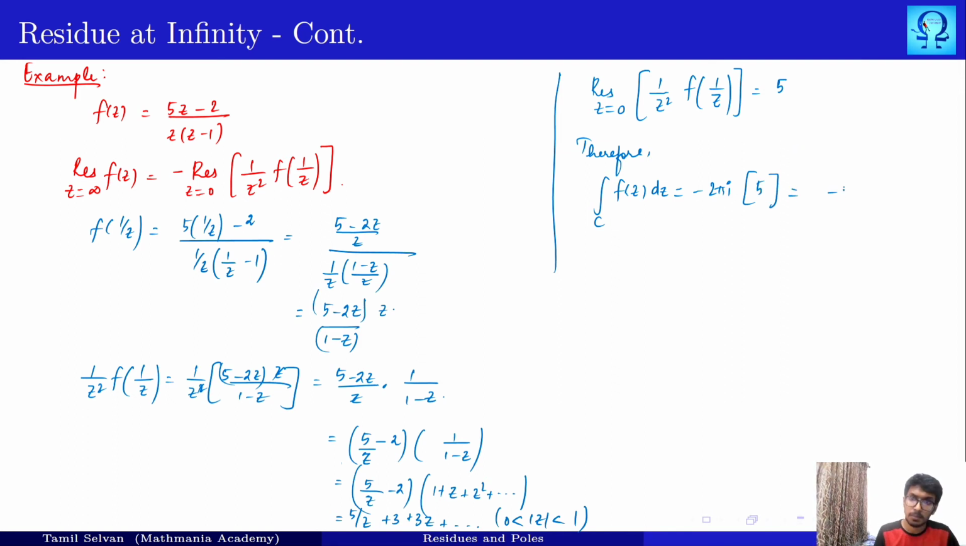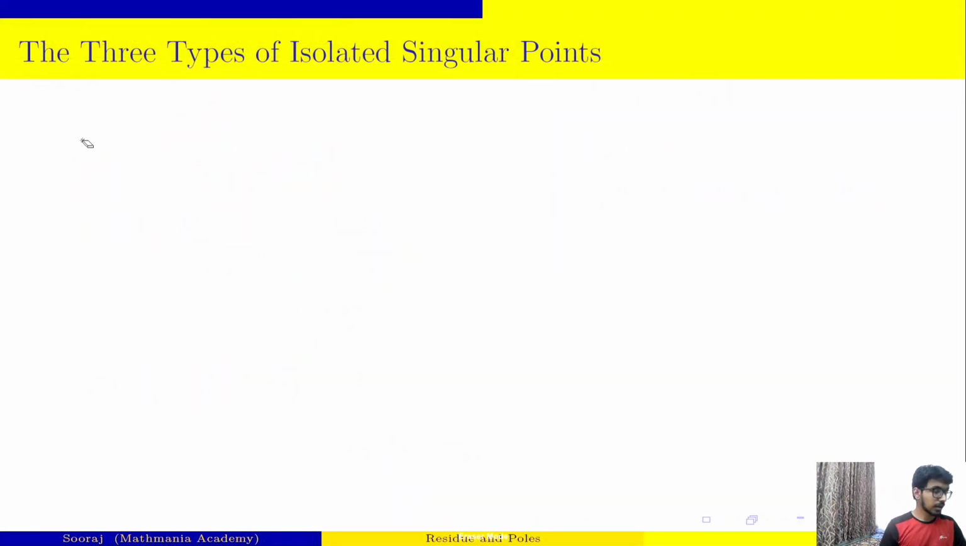So which is minus 10 pi i. Right? The next idea that we are going to see is the three types of isolated singular points. These isolated singular points are divided into three categories, namely poles, removable singularities, and essential singularities. These are the three types of isolated singularities.